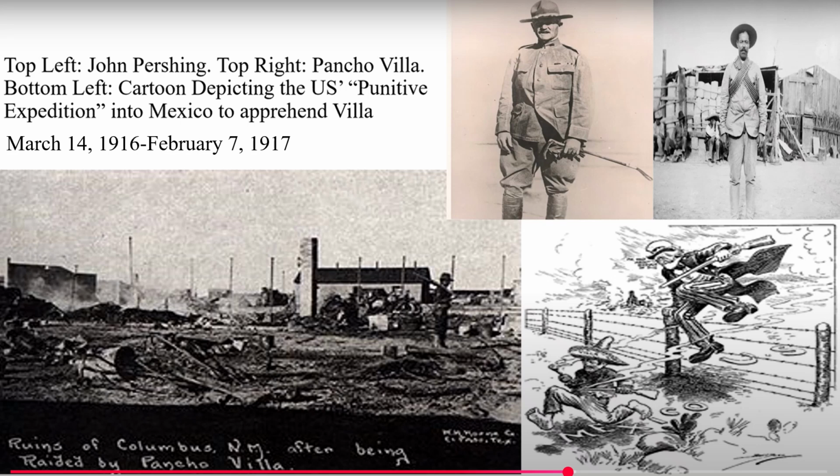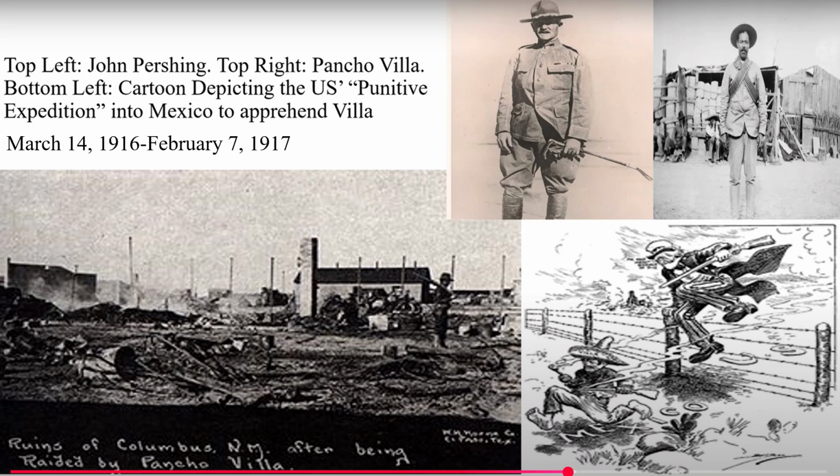And in these attacks, both in Mexico and on U.S. soil, several Americans were killed, and there was a desire to capture Villa for these attacks, these crimes against American citizens. This operation, called the Punitive Expedition, was led by General John Pershing, or Black Jack Pershing as he was known, and he was a veteran of the Spanish-American War.